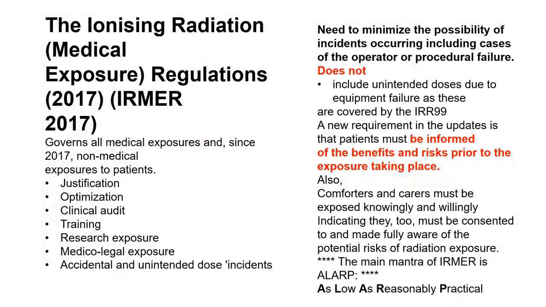Now, if you have, for example, an issue with the X-ray tube itself or the equipment, and an accident occurs for this patient due to equipment failure, is this included in these regulations? They would say no, it would not be included in the ionising radiation medical exposure regulations, but it would be covered under IRR 99.